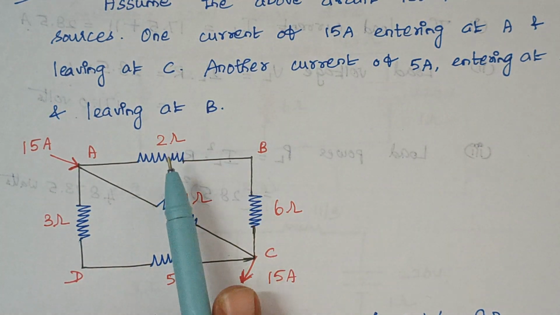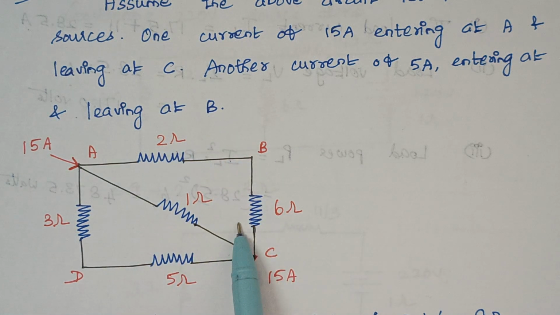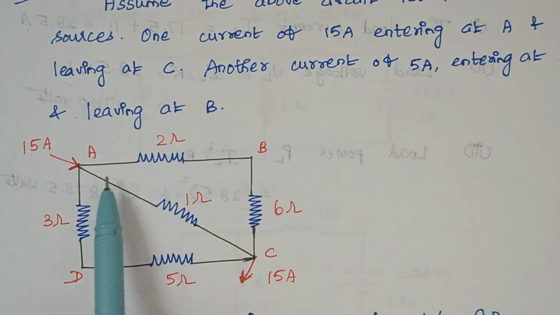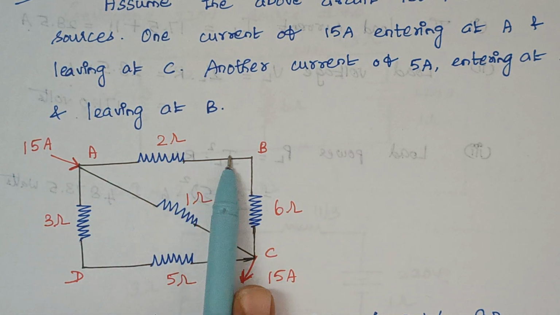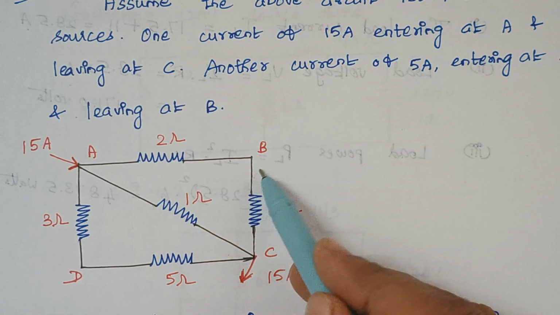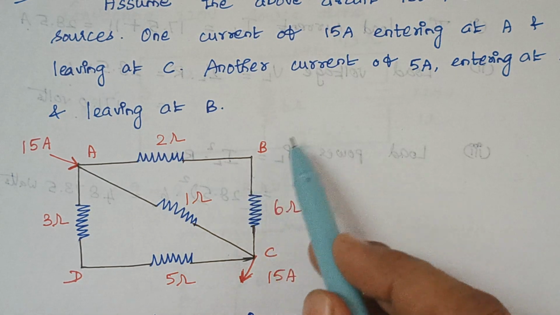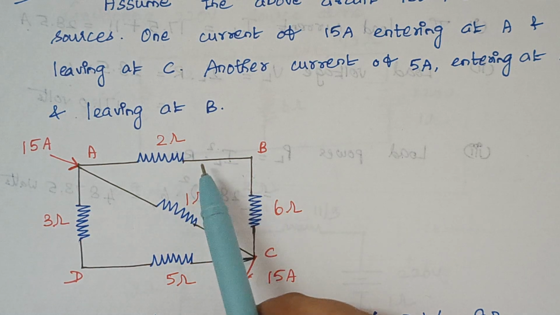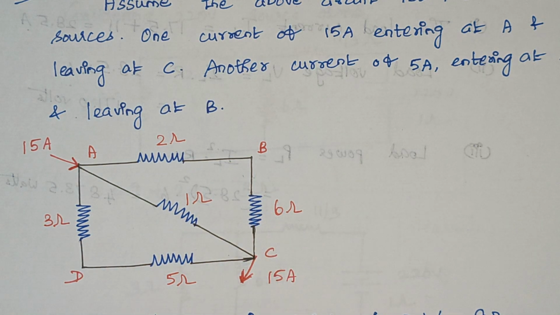Now when you look at this 2 ohm and 6 ohm, how are they connected? This 2 ohm and 6 ohm are connected in series. How can you say that these two elements are in series? Because the current which flows through this path again flows through this path, since there are no more paths to divide. So the current flowing through these two resistors remains the same. So these two are said to be in series.